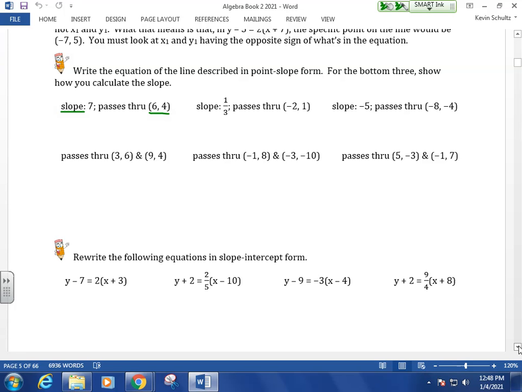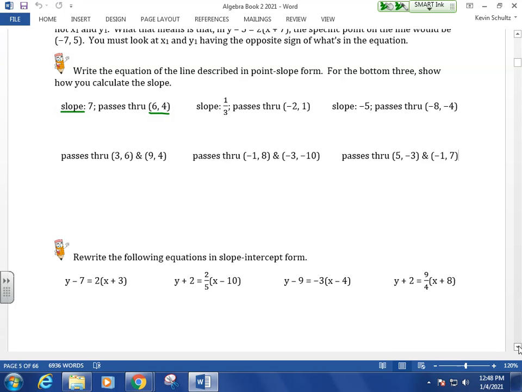The slope of the line is 7 and it passes through (6, 4). Now, if you think back to last unit, when I asked you to write this in slope-intercept form, you had to use that ordered pair, plug it into the equation to solve for b to specifically get that y-intercept. In point-slope form, you don't have to worry about that, because (6, 4) is the given point that we're going to use. It's a point on the line, and we're going to use it to write the equation.